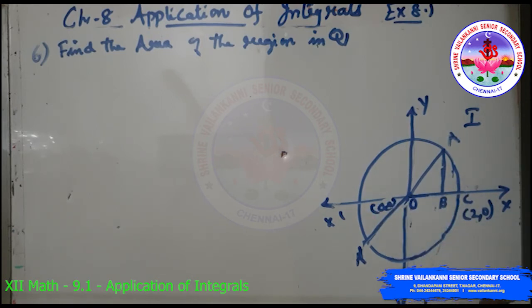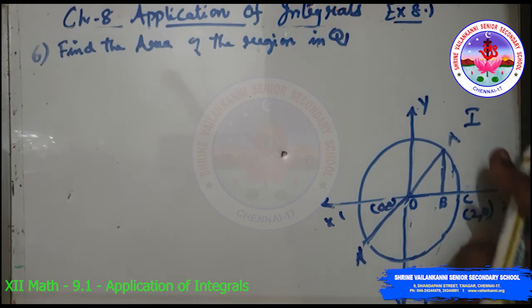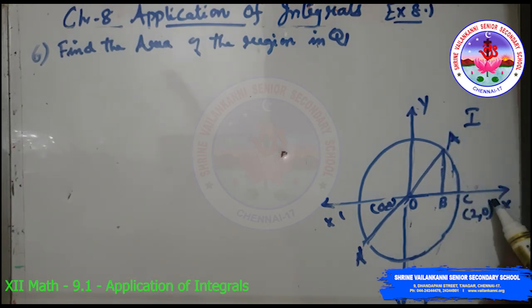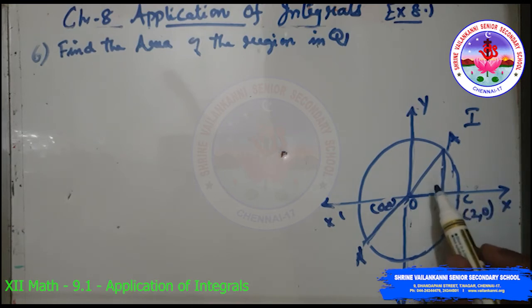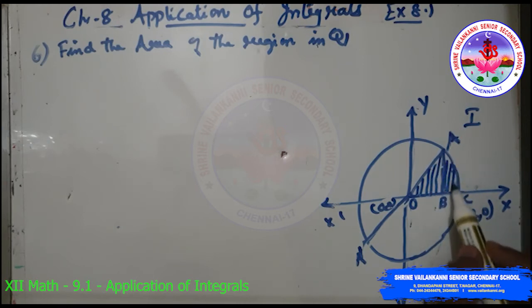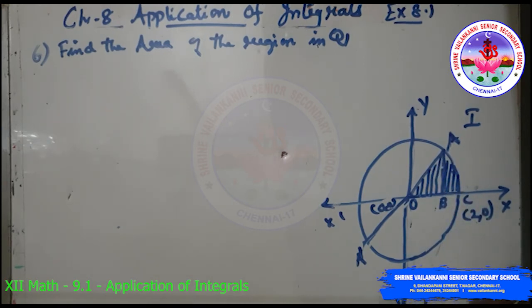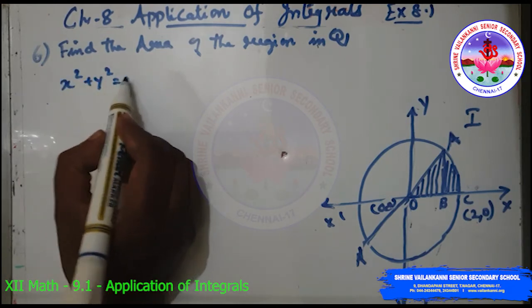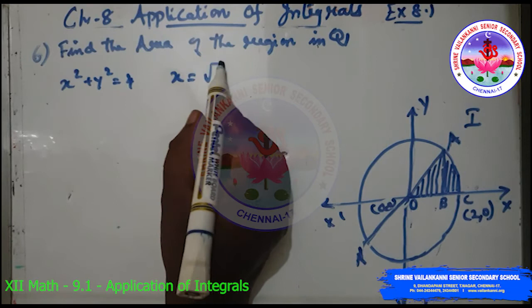So we have to find the area of the region in the first quadrant enclosed by the x-axis, the line and the circle. So we have to find the area of this part. So before that we have to find the point of intersection. So solving the equations of a circle and the line.